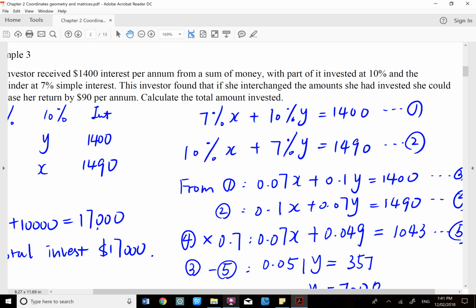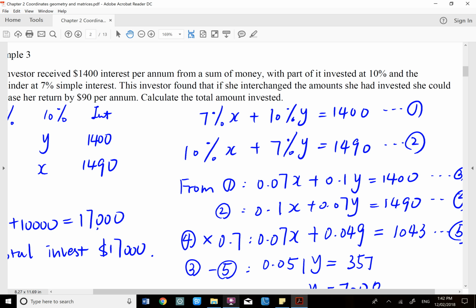So I have some money. I don't know how much I have, but I have put some in one bank and some in the other bank. Let's say I put X amount in bank A and Y amount into bank B. So in bank A, this amount of money enjoys 7% interest, and then this one got 10% interest. So from the interest, you will have 1,400.